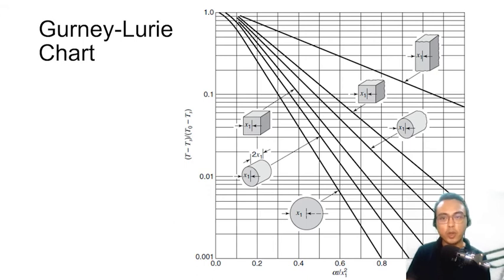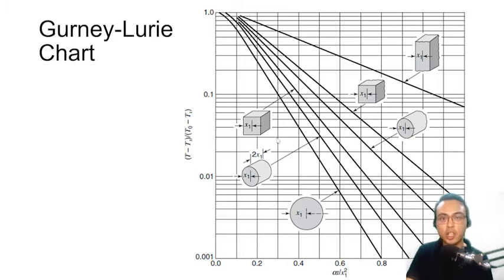This is an example of a Gurney-Lurie chart. The way we use this is, first, on the y-axis, you have what we call the unaccomplished temperature change. That is T minus T surroundings over initial temperature minus T surroundings. On the x-axis, we have the Fourier number. That is alpha t over x1 squared.